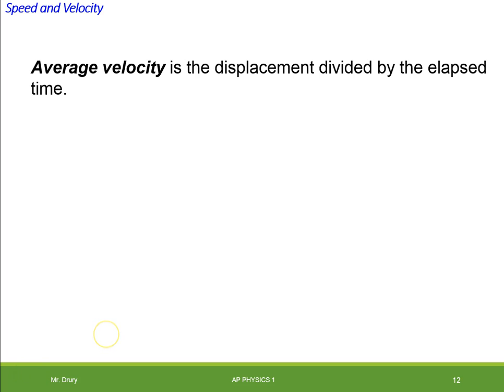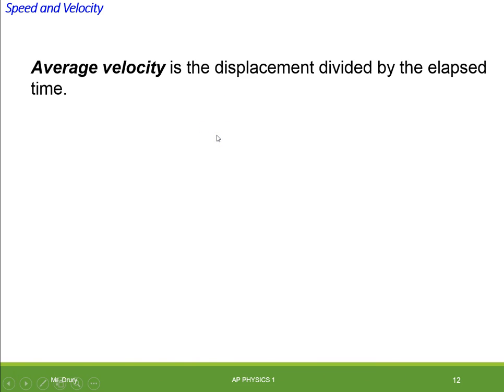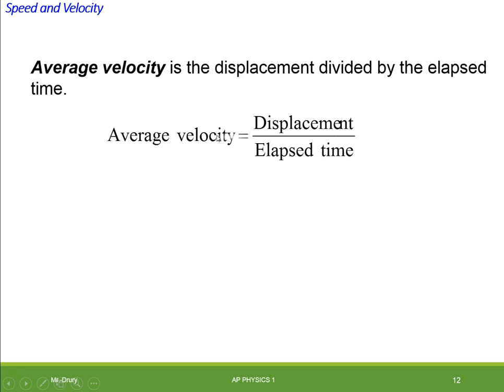Now, average velocity is the displacement divided by the elapsed time. This definition looks extremely similar to average speed. Let's look at the definition we had for average speed. Average speed is the distance traveled divided by the elapsed time. So they actually are very similar, except that average velocity deals in displacement and average speed deals in distance. So the equations will be pretty much the same, except now this is dealing with displacement instead of distance.